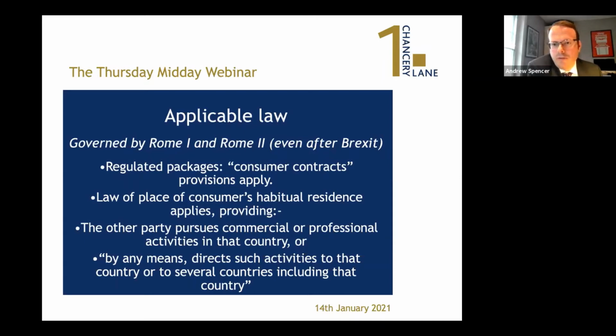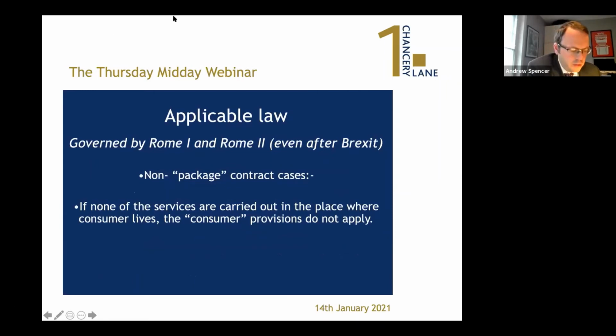Because if we could just advance the slides, Dom, if none of the services are carried out in the place where the consumer lives, then the consumer provisions don't apply. So what that may mean is, if you have a contract for, let's say, accommodation and surgery, with the surgery being a very considerable part of the value of the package and the purpose of the package, as I said earlier on, that could be a regulated package. However, if none of the services are taking place in the country where the consumer lives, then the consumer provisions don't apply. So that is a potential pitfall to be aware of.